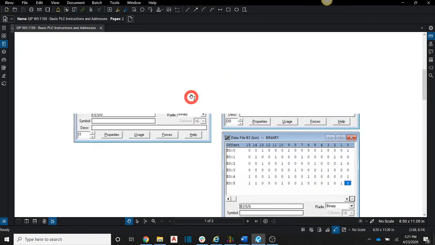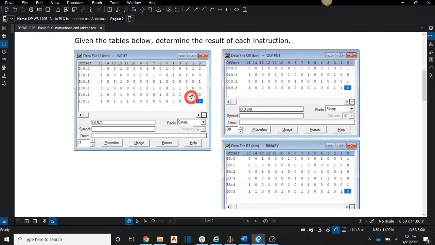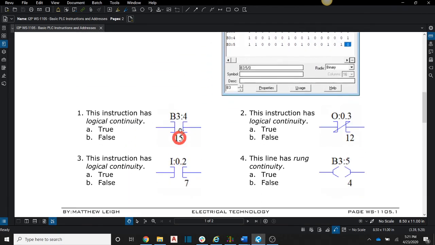or not. So what we're going to do is look at this first instruction here, and this is a test instruction. It's going to test this address to see if it is a specific value. That instruction is called examine if closed. So the instruction looks like a normally open set of contacts because the only thing a normally open set of contacts can do when it goes to its active state is close. Now, the address that I have there is not an input or an output address. It's an internal address.